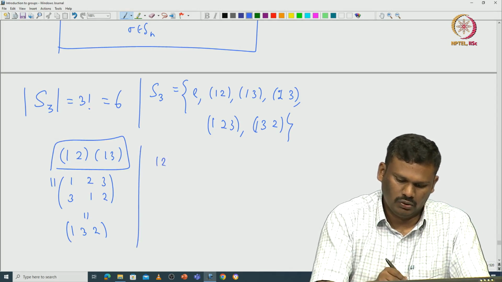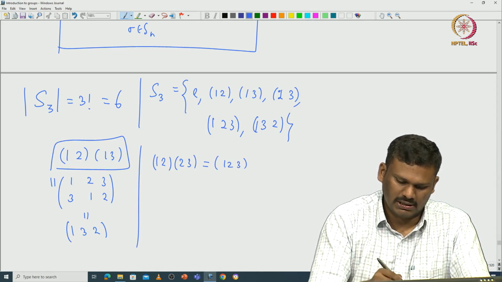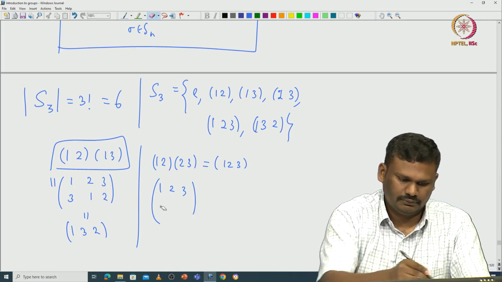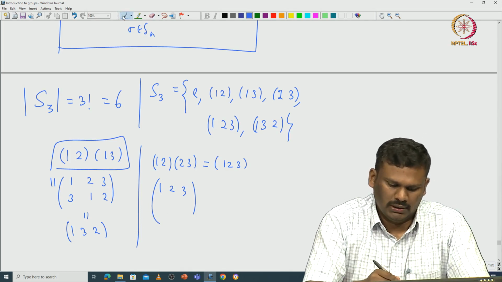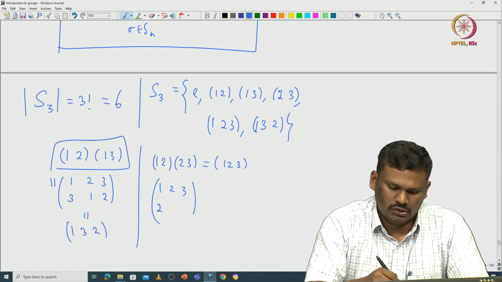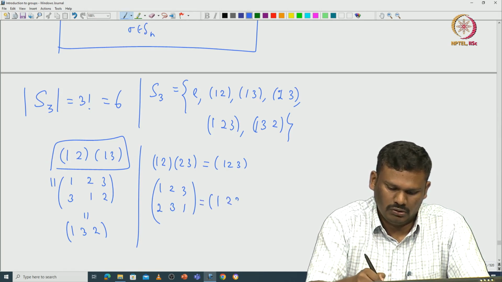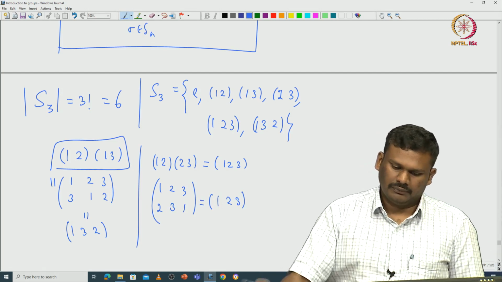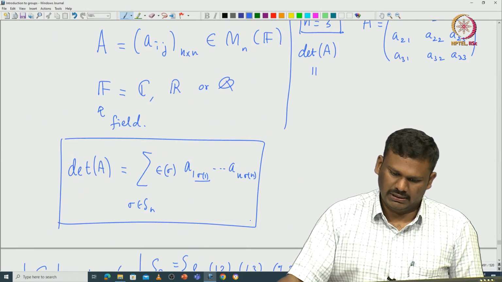Similarly, if you take (1 2)(2 3), so this is going to be (1 2 3). So let's check. 1 goes to 1, 1 goes to 2, 2 goes to 3, 3 goes to 3, 3 goes to 2, 2 goes to 1. So this is going to be (1 2 3). Okay. So these are all the 6 terms, so then you can write down the determinant.